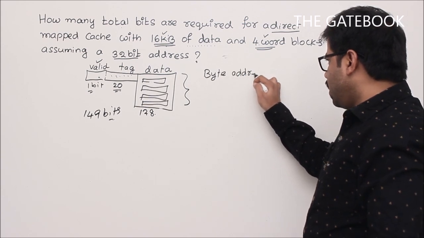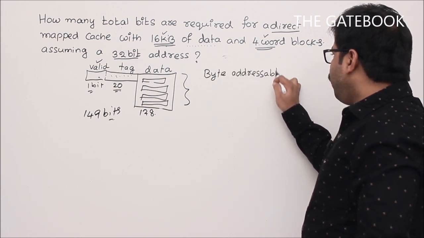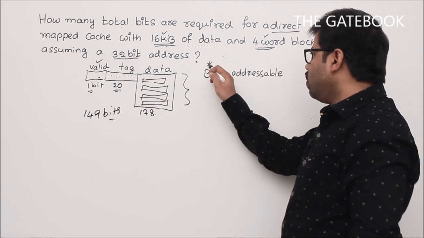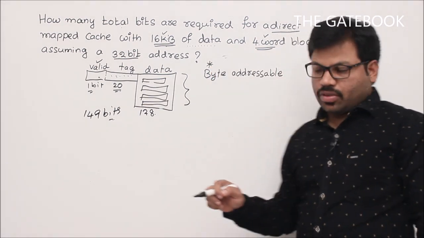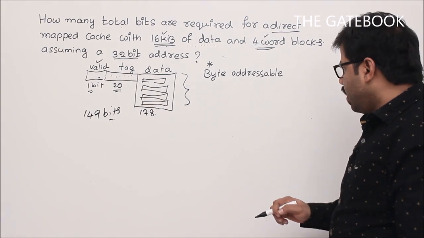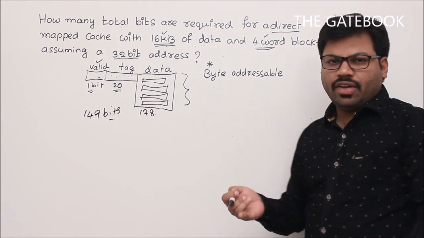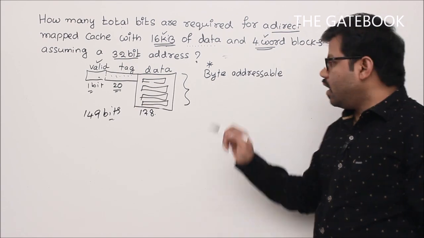We will see. In a byte addressable system, every byte gets a memory address. This is important because sometimes in the question they will mention that it is a byte addressable system. In a byte addressable system, what happens? Only the addressing will be different.